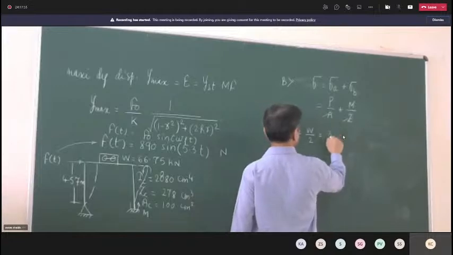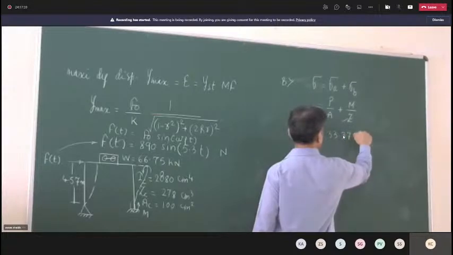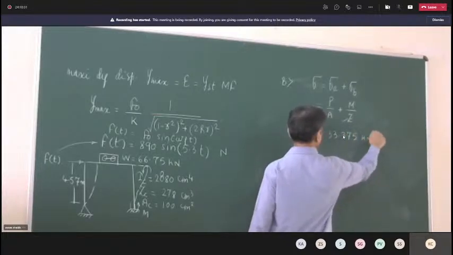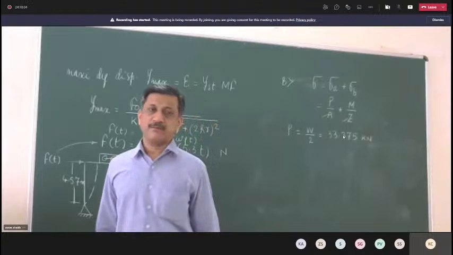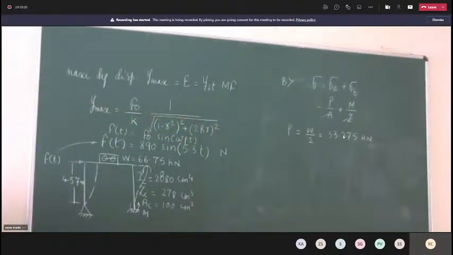So it is 23.375 kilonewton, roughly. That is 66.75 divided by 2.